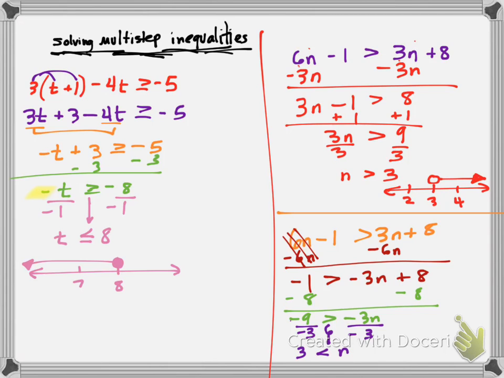Now that is a little bit different than what we had over here. But if I want to flip the inequality around to say n here and 3 there, I also have to flip the sign. So it does end up being the same exact solution and the same exact graph. So that is solving multi-step inequalities.